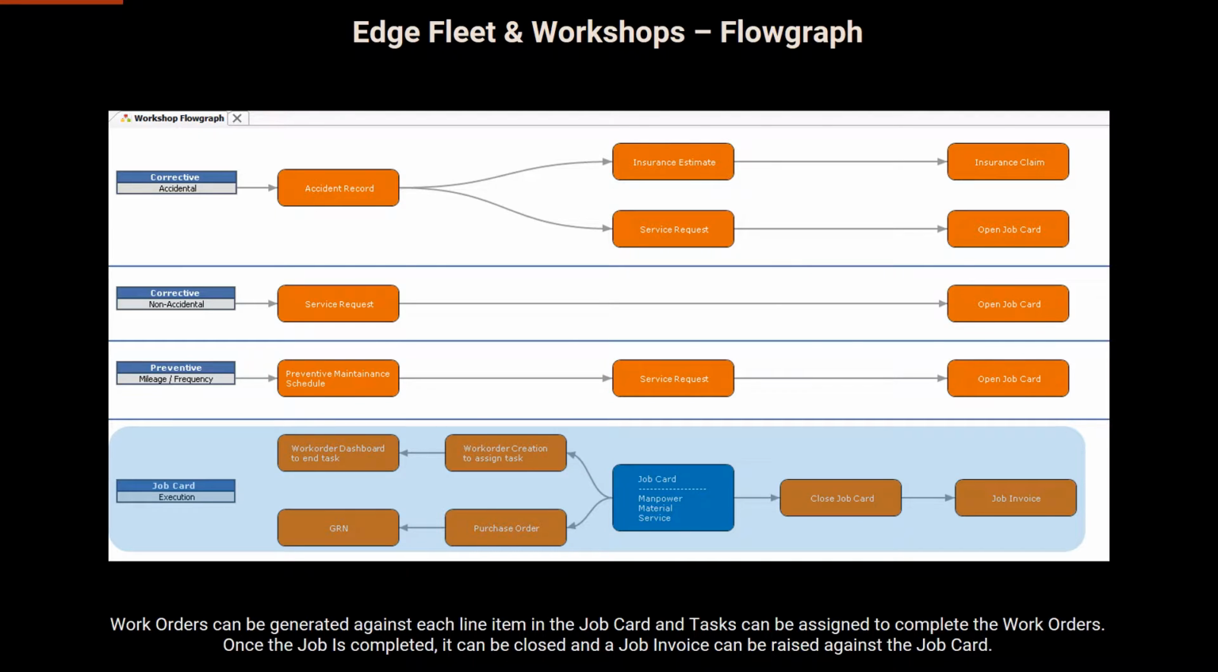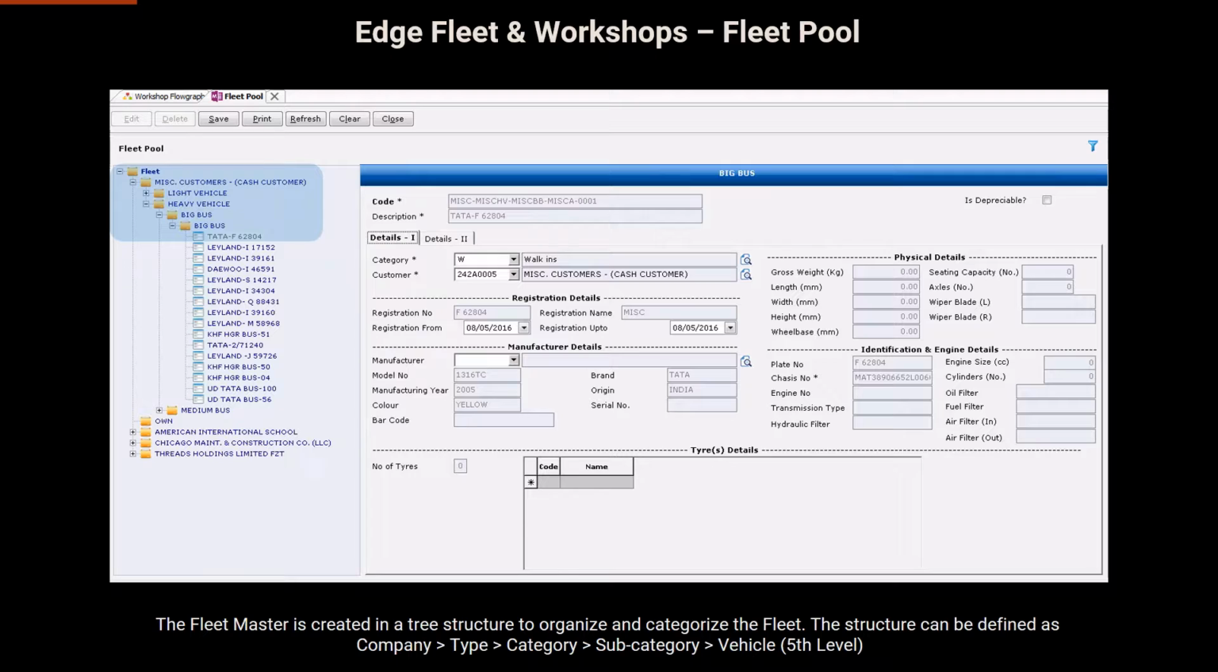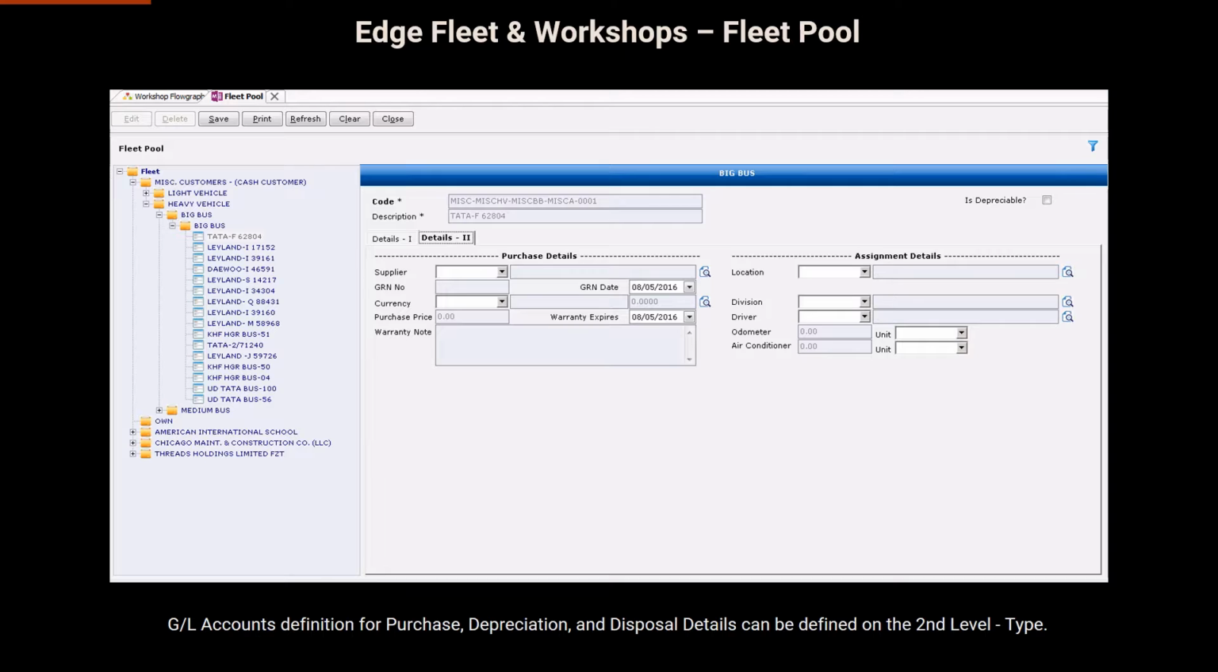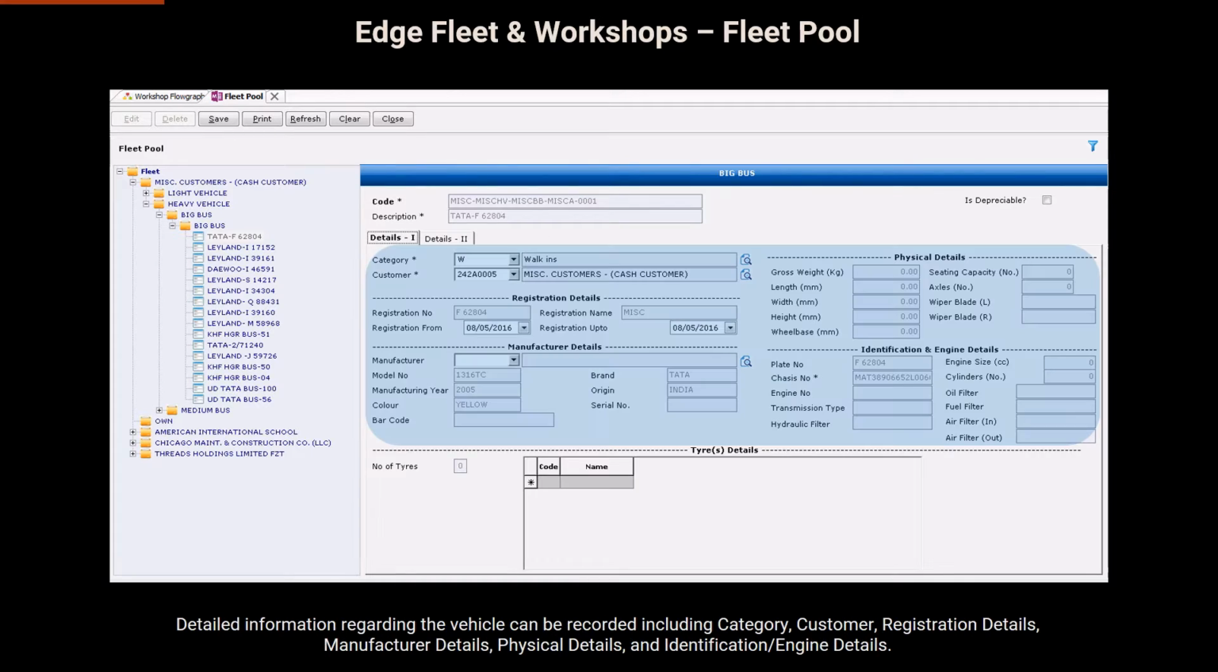The Fleet Master is created in a tree structure to organize and categorize the fleet. The structure can be defined as company, type, category, subcategory, and a vehicle at the 5th level. GL account definition for purchase, depreciation, and disposal details can be defined on the 2nd level, Type.